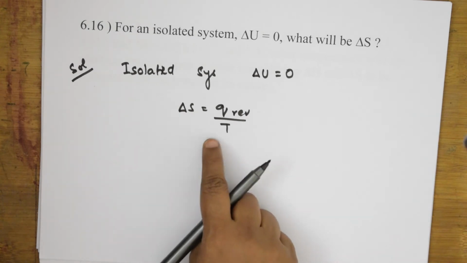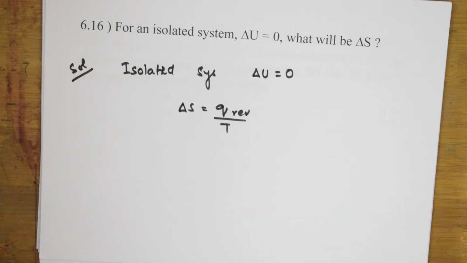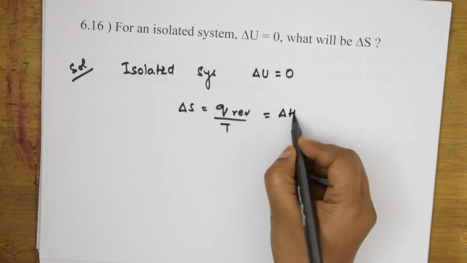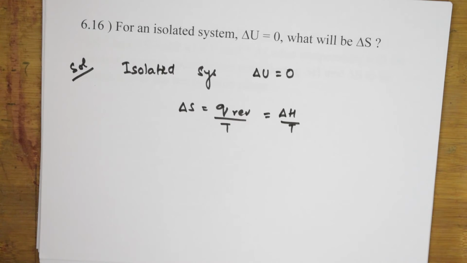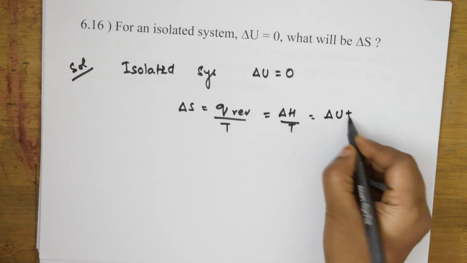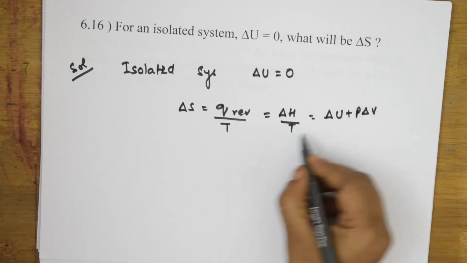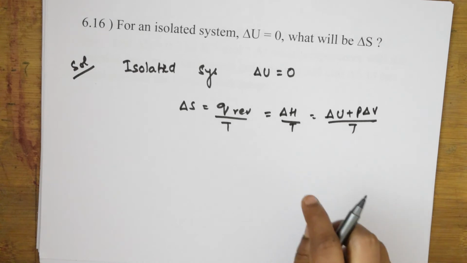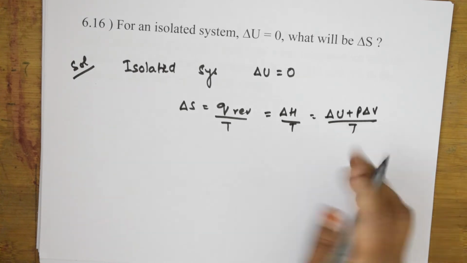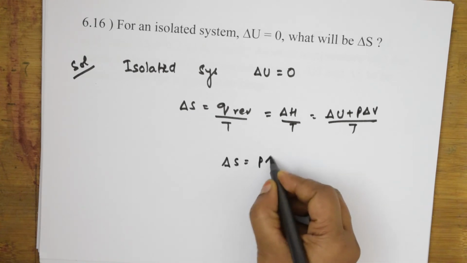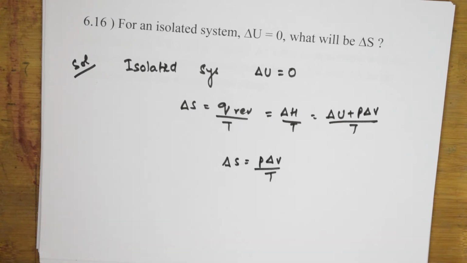Now here when I explain, this is one more formula which we have studied. Entropy change is equal to Q reversible by T, which is equal to delta H by T. Isn't it? Fine. So what is delta H? Delta H is nothing but delta U plus P delta V. Right. So now we said isolated system. In isolated system, delta U is 0. So what will happen? Delta S is equal to P delta V by T.